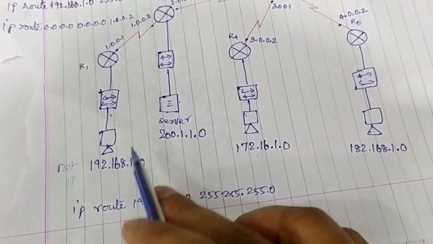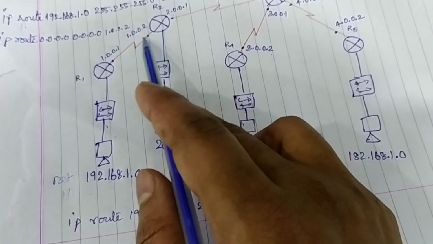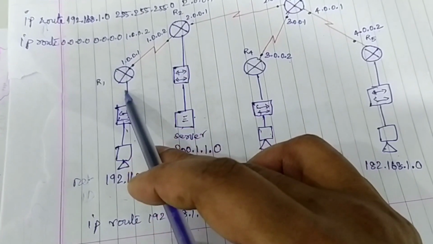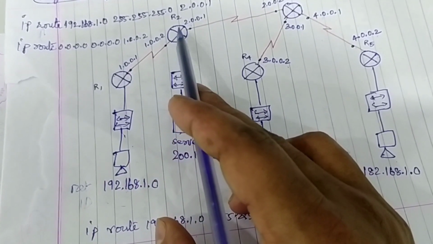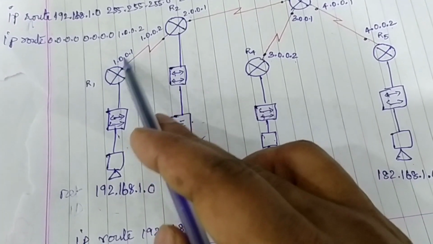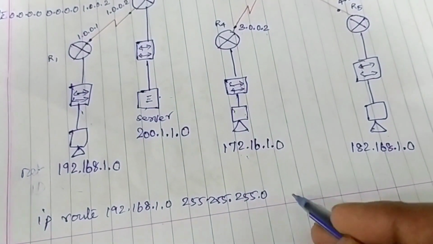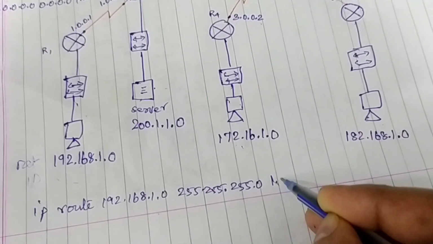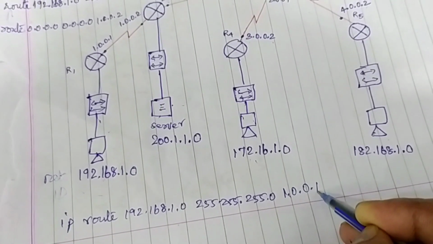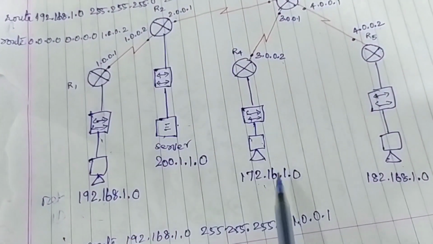To reach this network from R2, what is the way? This is the route. Okay. Then from this R2, what is the next hop? 1.0.0.1. This is the next hop, right? Then write that next hop IP, that is 1.0.0.1. Okay, done, right?